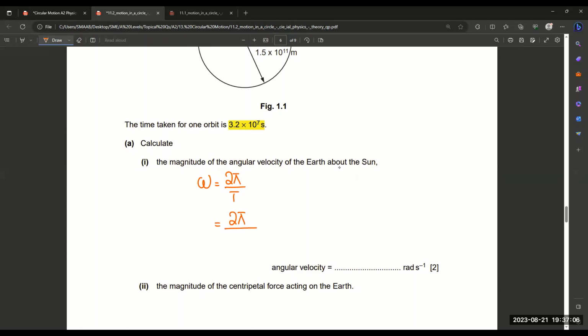The value of t is equal to this, right? No problem. So basically we just find out the angular velocity in the first part. That was the easy one because we just need to plug the values into the formula and you will get your final answer.